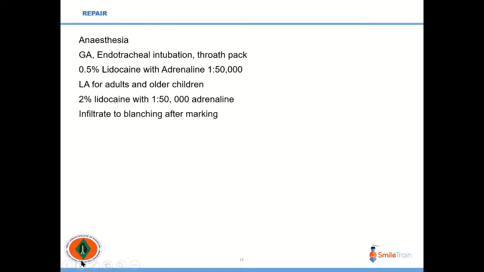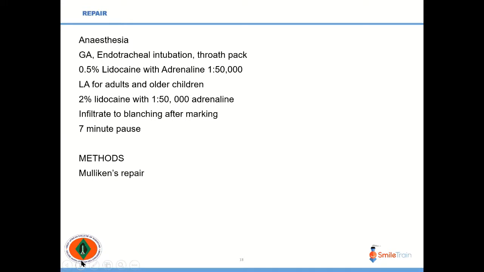You infiltrate, whether you're using local or you are doing general anesthesia, you still need to infiltrate. You do that till there's some blanching. Once there's blanching, that's enough. But you do that after you mark. If you infiltrate, it kind of distorts it and makes it difficult for you to mark. So you infiltrate after you mark. The 7-minute pause is so that you get the maximum vasoconstrictive action of the adrenaline. That pause is so important for you.